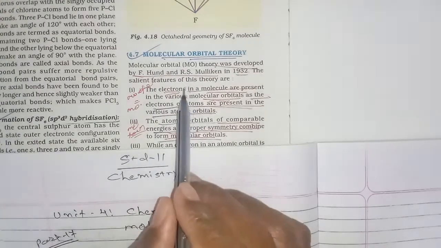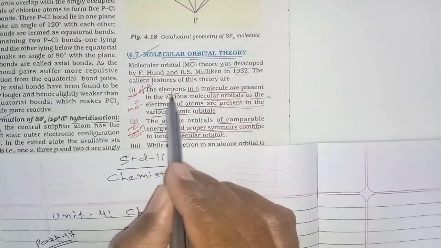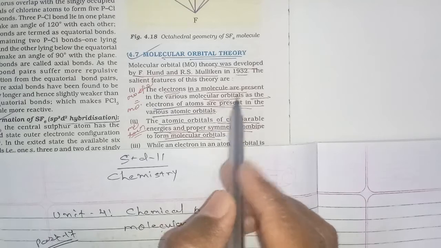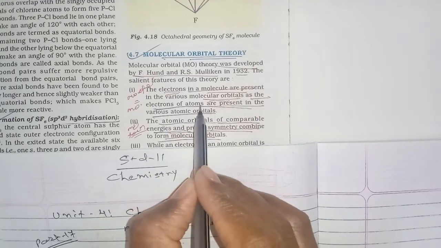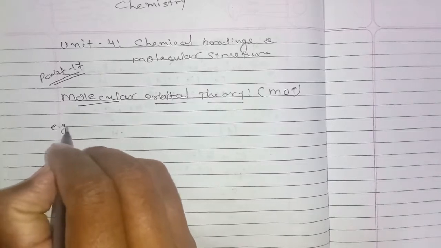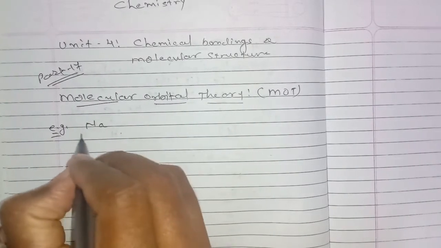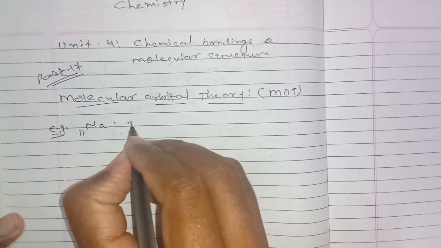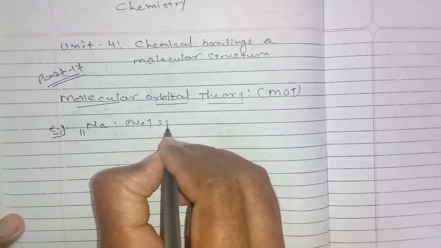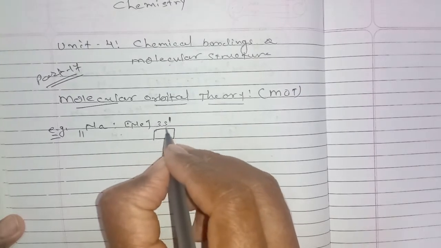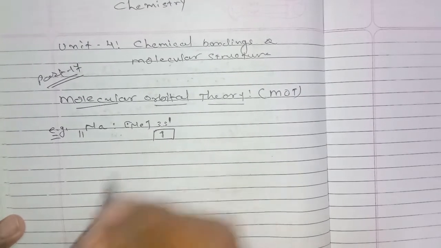1932. The first feature of this theory is that the electrons in a molecule are present in various molecular orbitals, while the electrons of atoms are present in various atomic orbitals. For example, take the sodium atom, whose atomic number is 11. Its electronic configuration is neon 3s1. That means in the 3s orbital one unpaired electron is present.